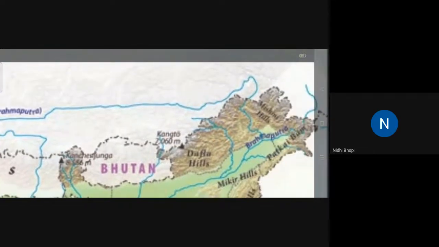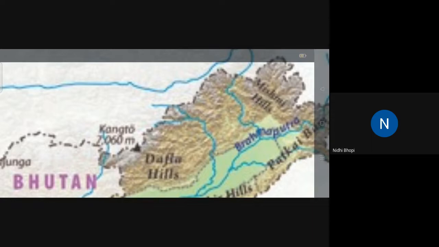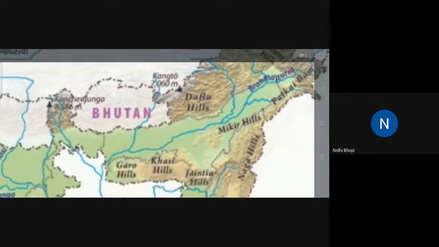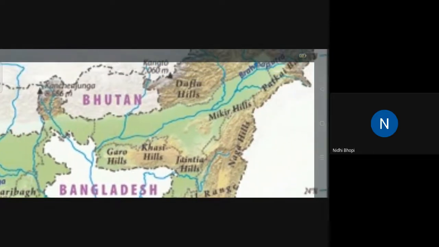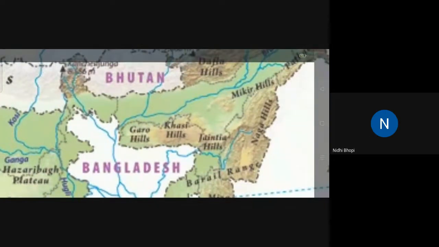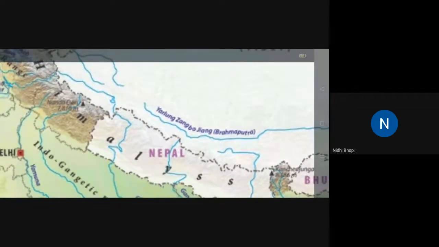You can see Brahmaputra on my right hand side. Enters India in Arunachal Pradesh. This region is Arunachal Pradesh on my map. Enters India in Arunachal Pradesh and then flows into Bay of Bengal. Near Bangladesh, it meets Ganga River and it flows into Bay of Bengal. These are the three important rivers from Himalayas. One is Ganga, one is Yamuna, and one is Brahmaputra.